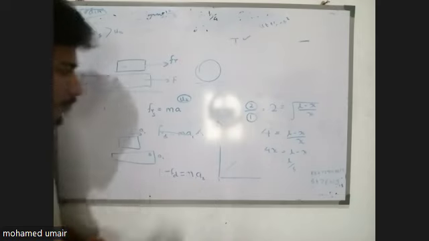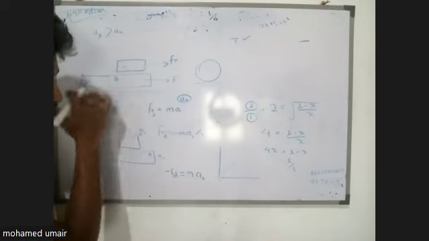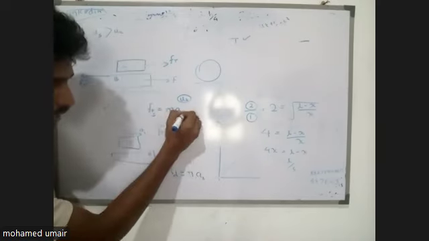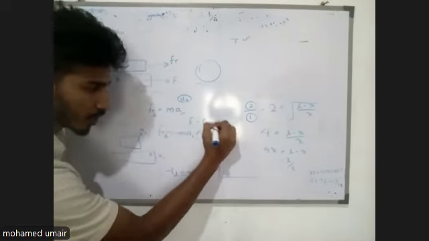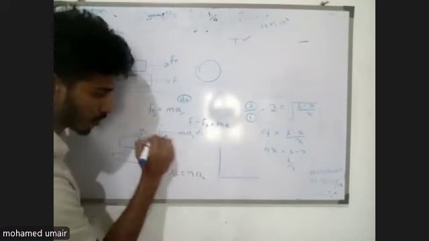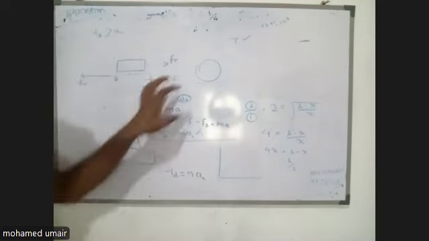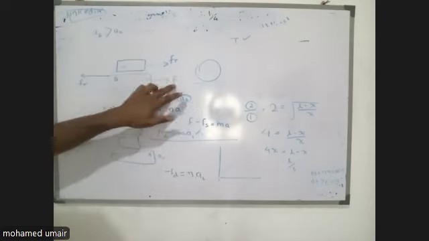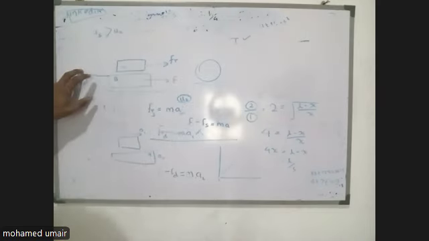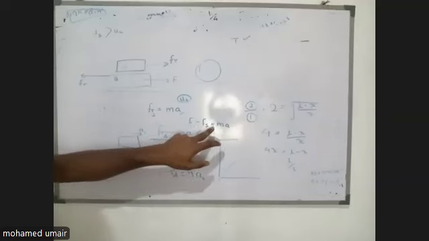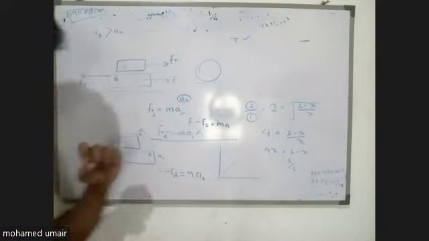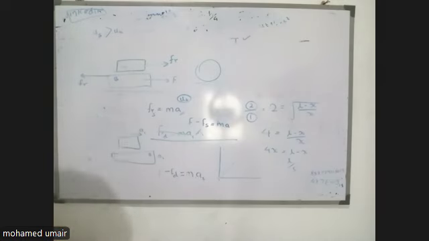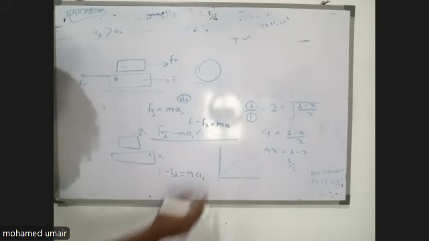Now let's observe for him. If I write for B, B is also having the same acceleration A. It will be F minus Fs is equal to Ma. Now this is when you are having static coefficient. F minus Fs is equal to Ma. Now when you're having dynamic, F minus Fd is equal to Ma2.